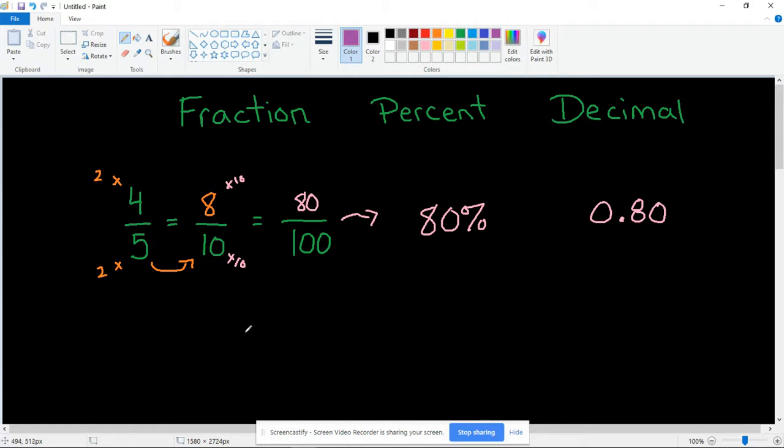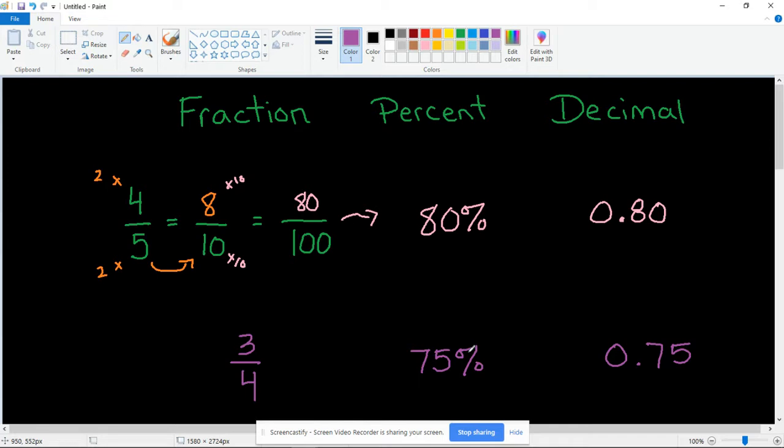So as a couple more examples here, I'll put them in purple here. If I have a fraction of, say, 3/4, and you do this math to figure it out, you're going to get a percent of 75%. And 75% would be 0.75. And hopefully that helps you understand how to turn a fraction into a percent and decimal.